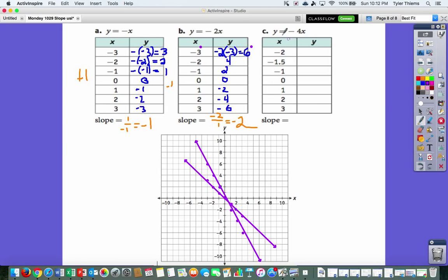Notice how in C we have negative 4x. Y is equal to negative 4x. Press pause and try that one on your own. When you get done, finish your IXL lesson.